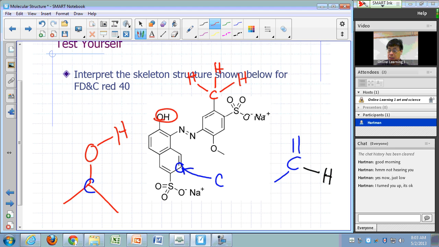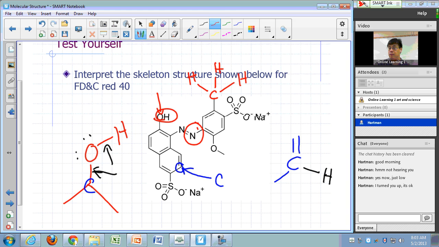So this particular oxygen right here has 2 bonding pairs, 1 and 2. So that means, and it doesn't show any formal charge, that means it has 2 bonding pairs and 2 lone pairs. Right, so that's how you would interpret a skeleton structure. Look at this nitrogen right here.